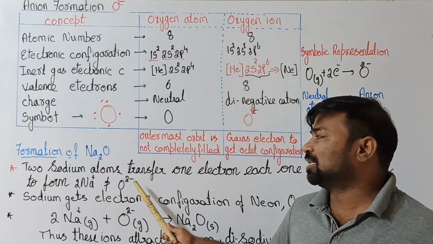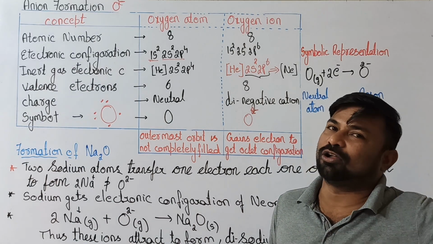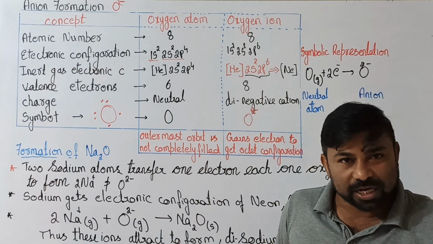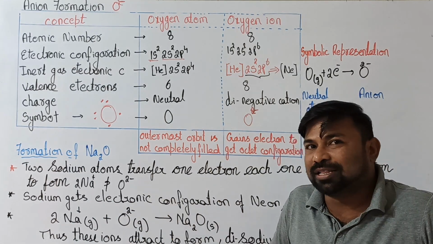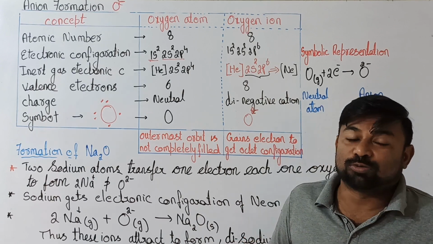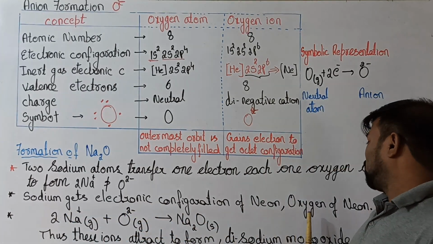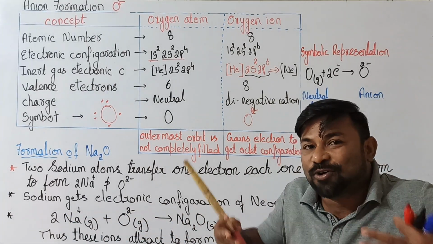This is positive charge and this is negative charge. Sodium is getting the inert gas electronic configuration of the nearby inert gas, which is nothing but neon, and oxygen is also getting the electronic configuration of the nearby inert gas, which is nothing but neon. Alright, that's it. Sodium gets the electronic configuration of neon and oxygen also. Now the reaction.